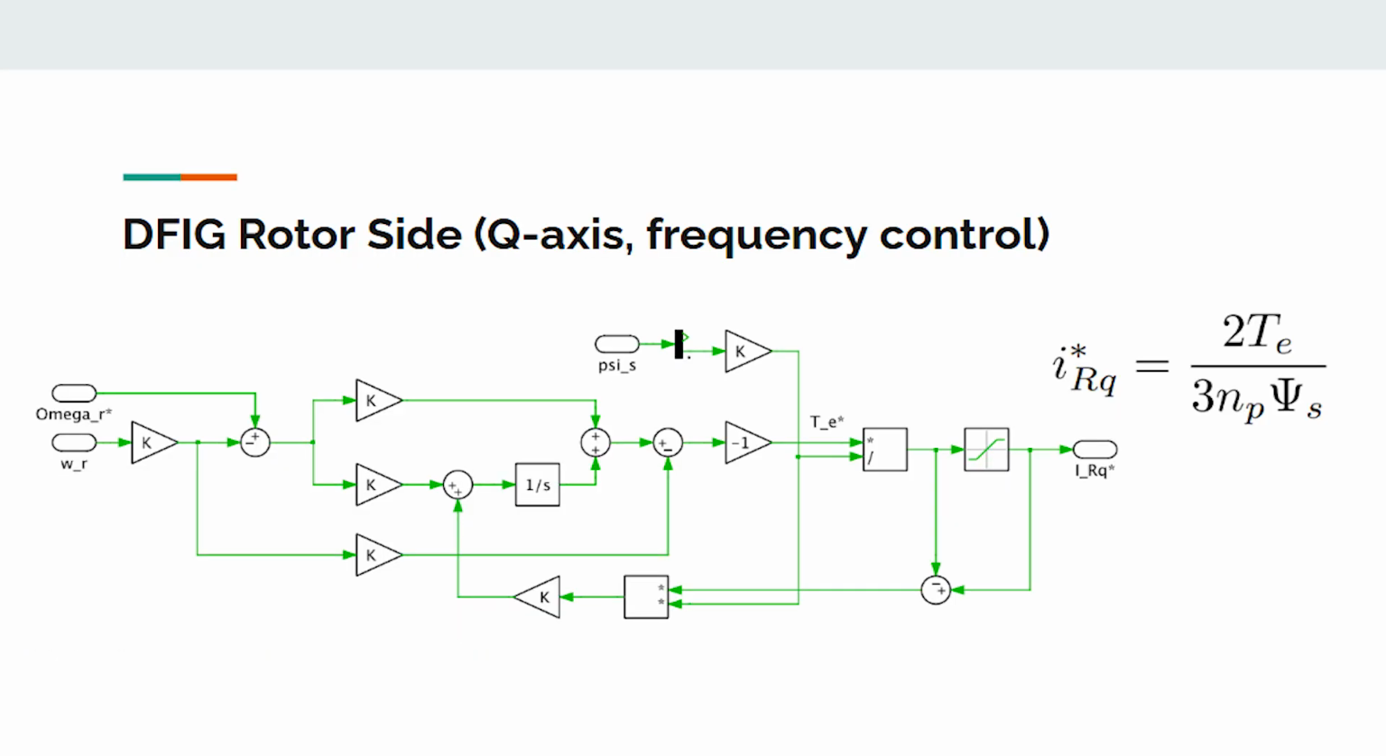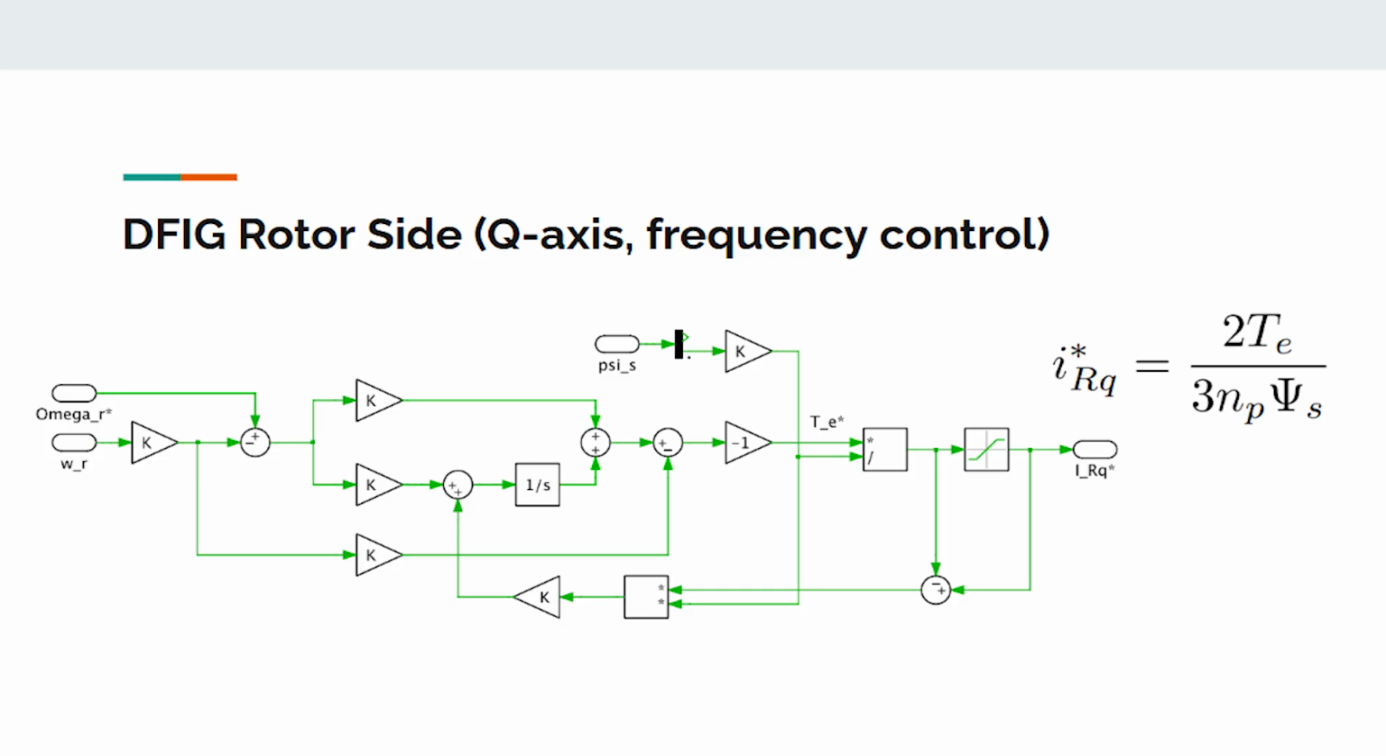For the Q axis, primarily used for the output frequency control, the reference speed omega r and the reference measured speed are then calculated for the error produced at the summing block. It will then go through the branches to form the equation seen for the current in the Q axis named IRQ. IRQ is a function linear to the amount of torque Te produced.